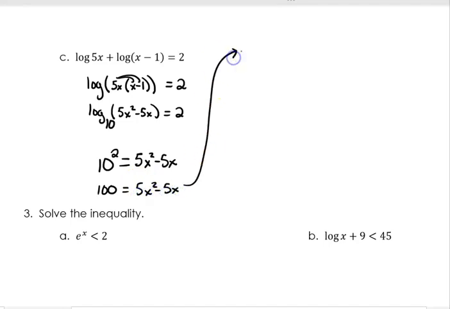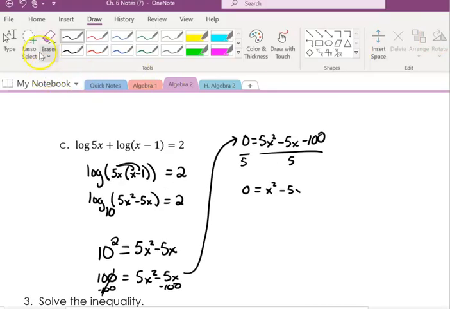And then to solve a quadratic, first you're going to want to get everything to one side. So I'm going to subtract the 100. So I get 0 equals 5x squared minus 5x minus 100. Now your life is so much easier when you can divide by something to make your numbers smaller. So everything on the right side, will divide by 5. Let me fix that real quick. All right, and so you'll have x squared minus x minus 20, since 100 divided by 5 is 20.